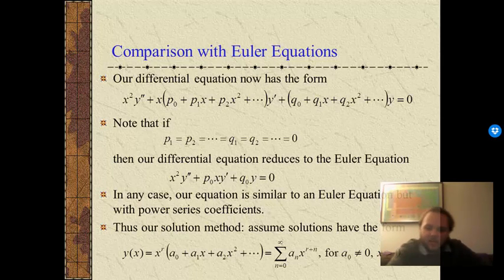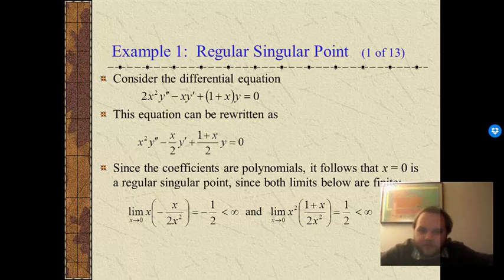So let's take a look at solving one of these. 13 slides to answer one question. So, 2x squared y double prime minus x y prime plus 1 minus x. Notice if I divide out by 2, I get something similar. I get an alpha value of 1/2 and a not quite sure value for our beta value. So, let's do our limits the normal way.